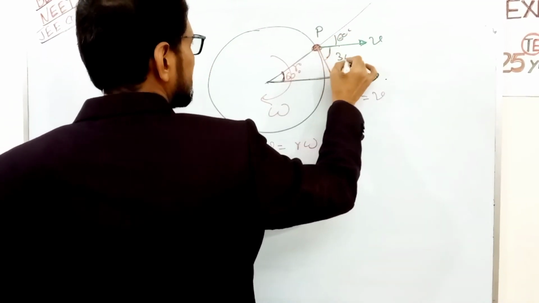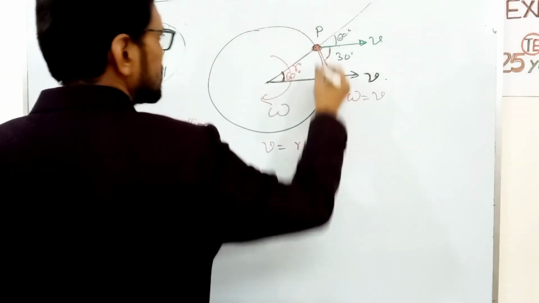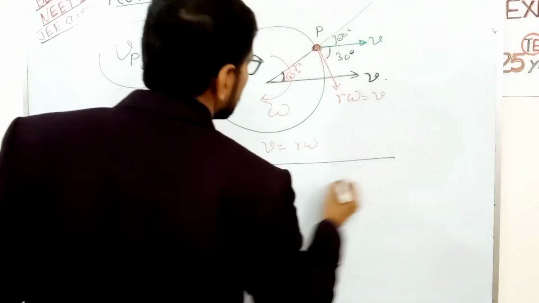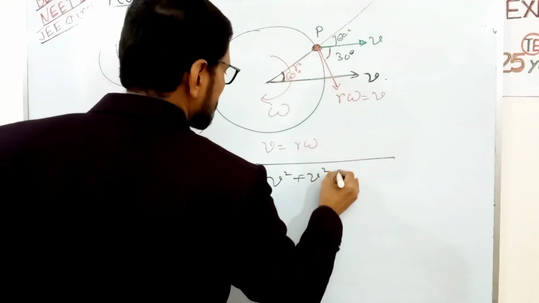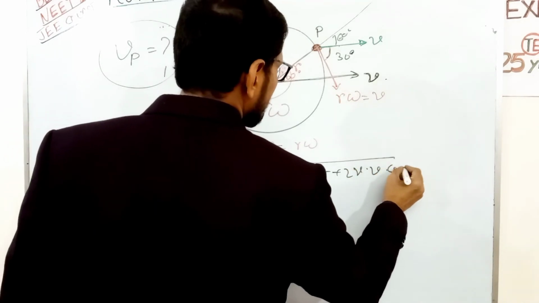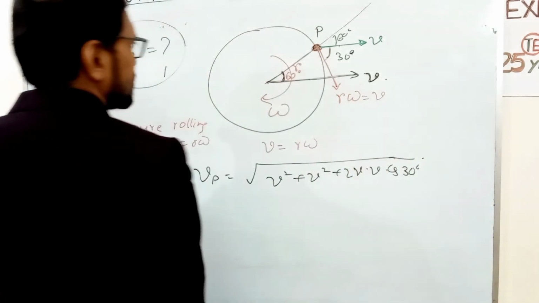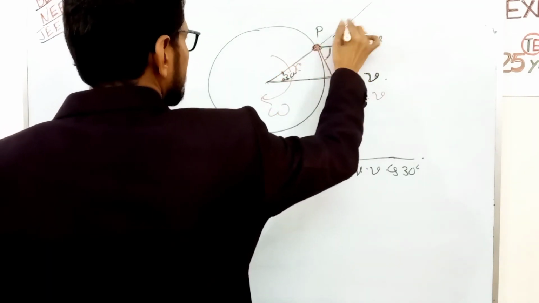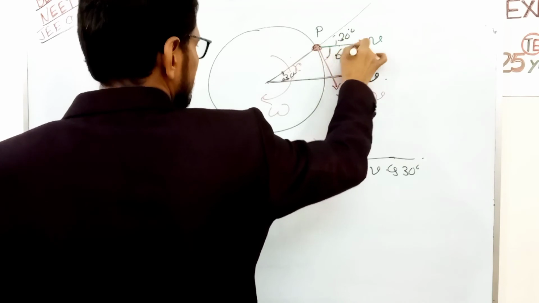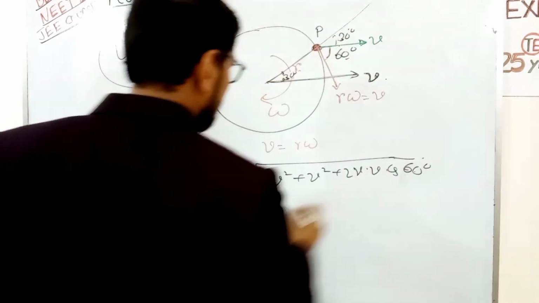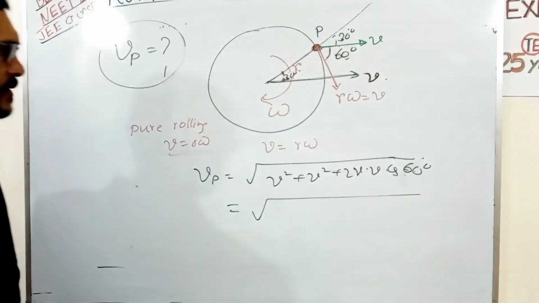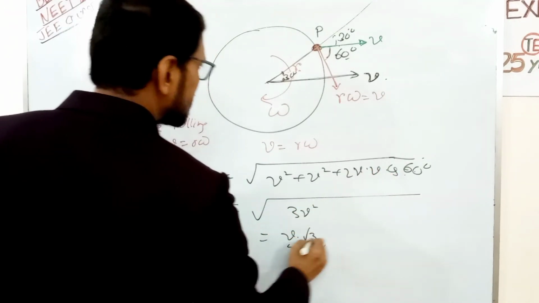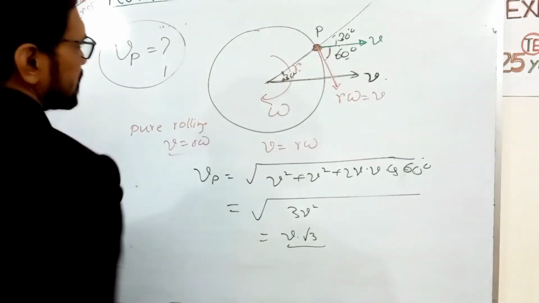Now this angle is 30 degrees, because this and this make 90 degrees. So the velocity at point P will be root over V square plus V square plus 2V into V cos 60 degrees. Cos 60 is half, so this gives 3V square, that is V root 3. In this way we calculate the velocity at any point P.